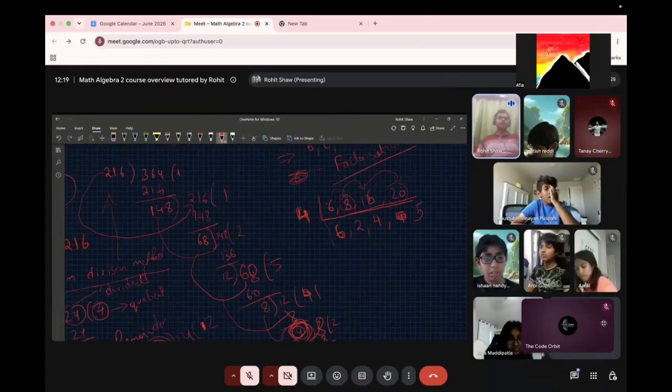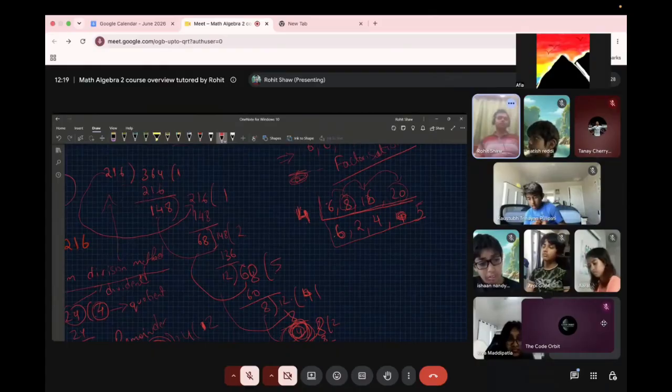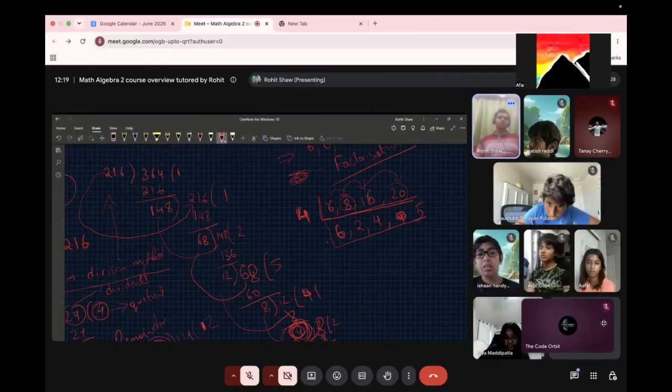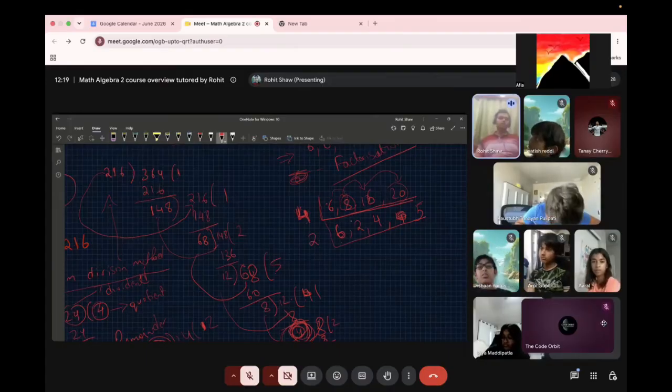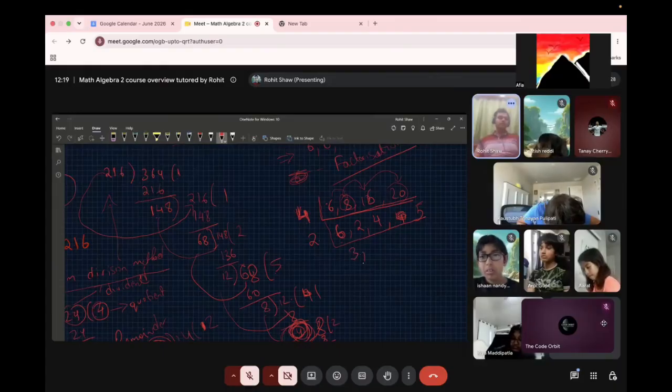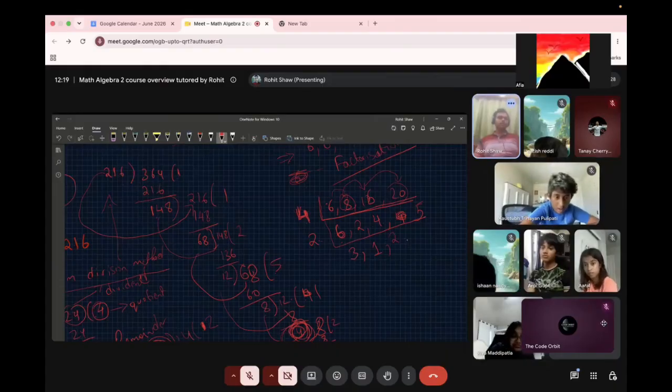I'll have to continue this till we get 1, or till we can't divide further, when all the numbers become co-primes. So I'll tell you what a co-prime is. Take 2, 6, 4 and 5. If I take 2, 3 times 2 is 6. If I divide by 2, then 1 into 2 is 2. If I divide by 4, then 2 into 2 is 4. 5 is not divisible, so I'll write it like this.